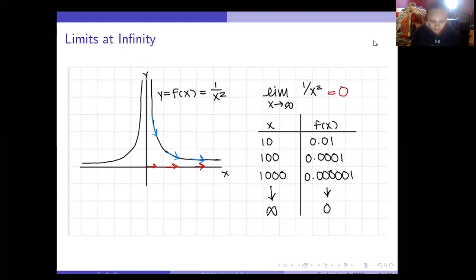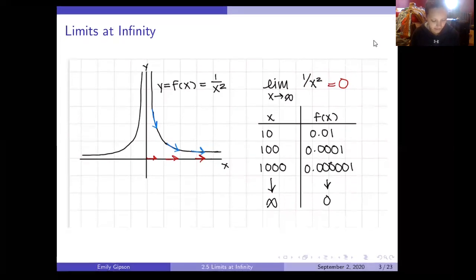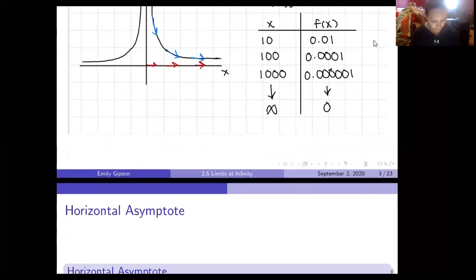And another way you can imagine this is putting something that gets larger and larger and larger in the denominator. And 1 over something that gets bigger and bigger and bigger is going to get smaller and smaller and smaller. So as we do that, we approach infinity, or we approach 0. So that's the idea of a limit at infinity.